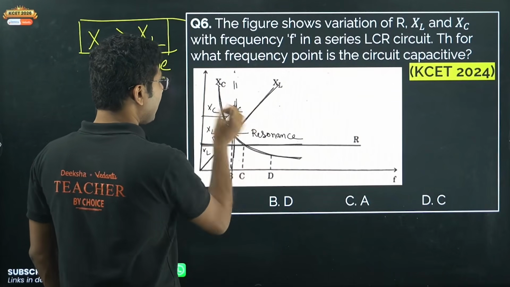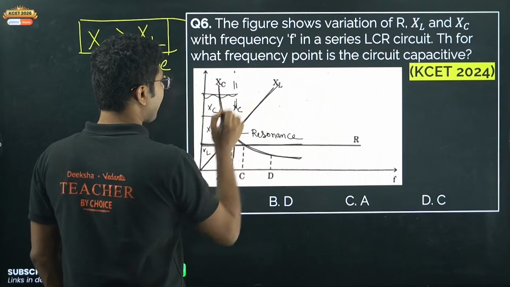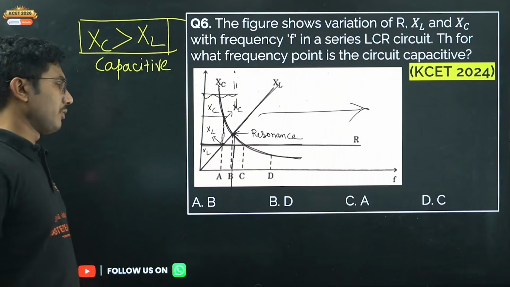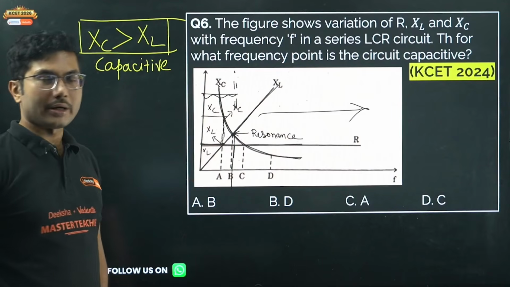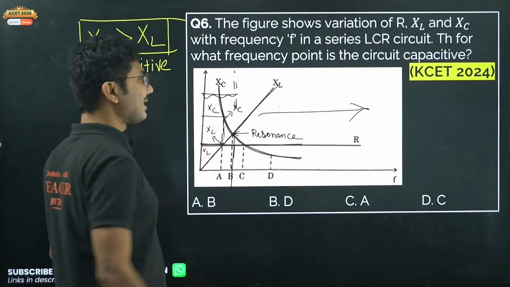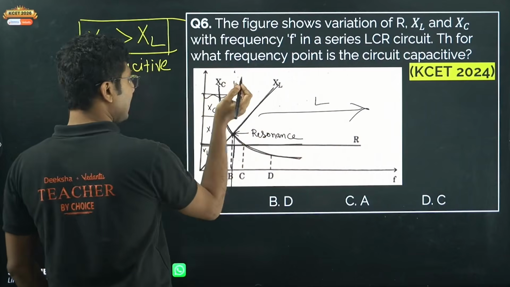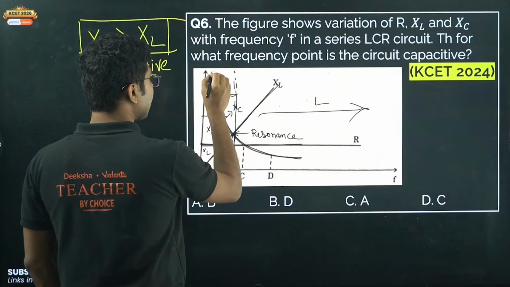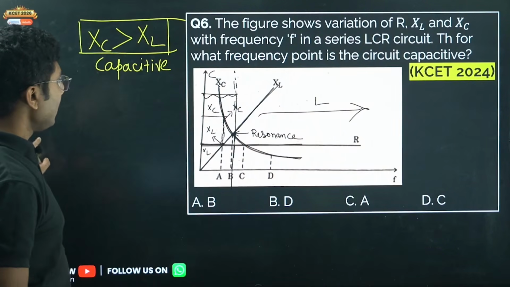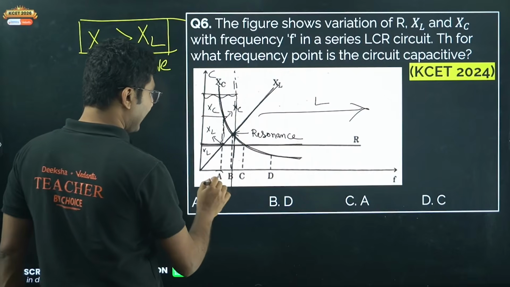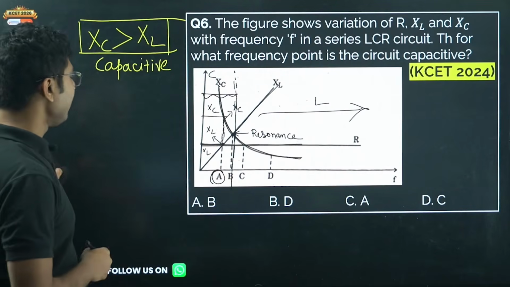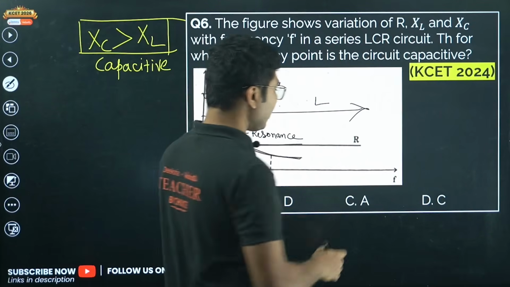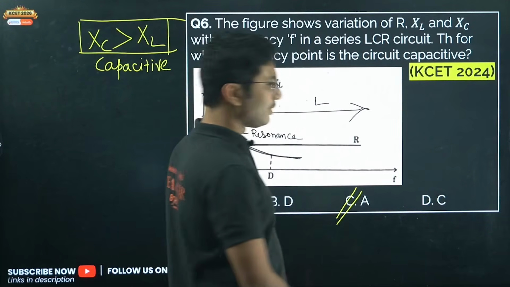All the region next to it, on the right-hand side, the circuit is inductive. Any point on the left-hand side of the resonance point, the circuit is capacitive. So only for point A the circuit is capacitive. So the correct answer is A, but be careful, A is given in option C, so option C will be correct.